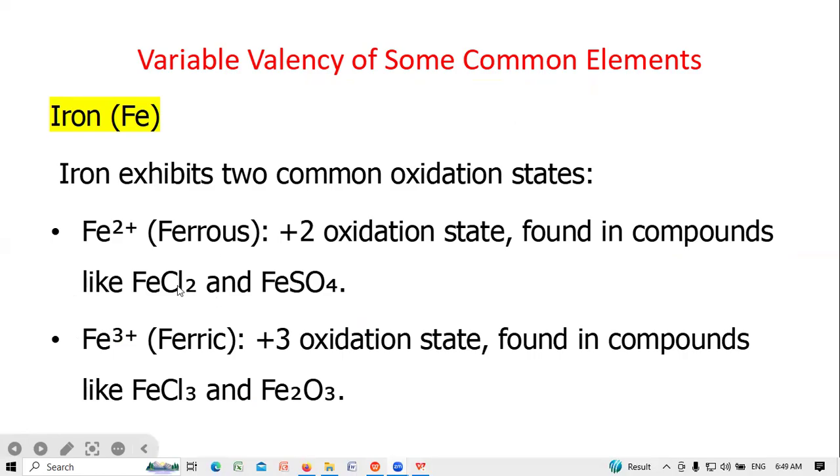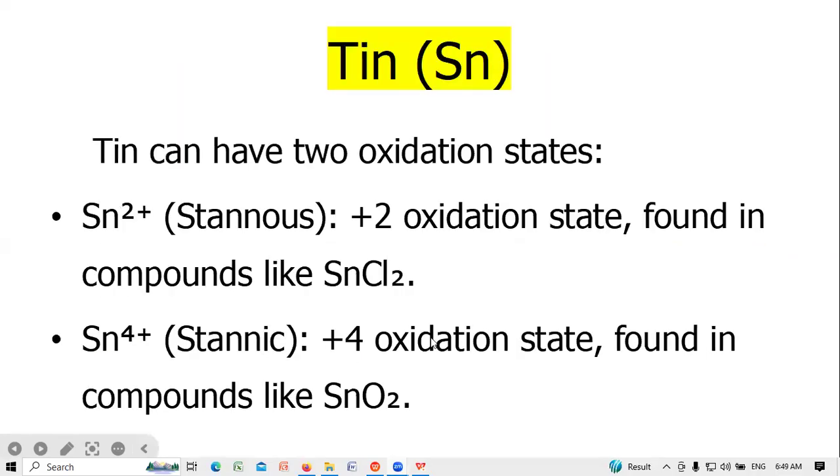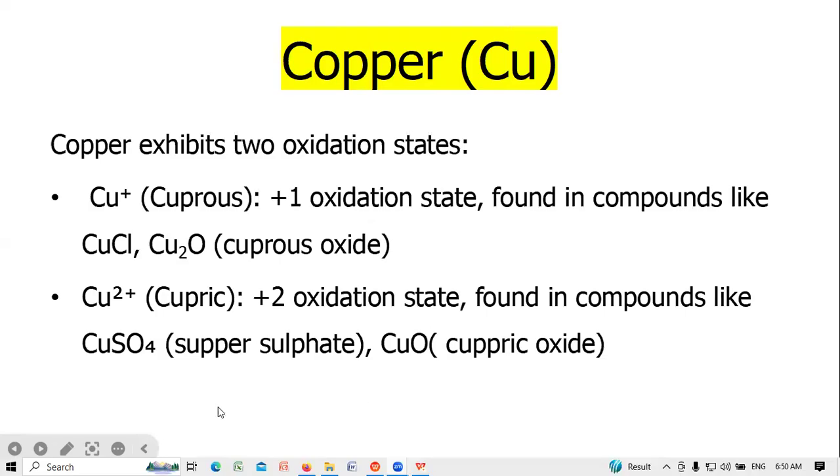For example, iron shows the common oxidation state +2 in ferrous chloride and ferrous sulfate, and +3 in ferric chloride and ferric oxide. Similarly, tin also shows the +2 and +4 oxidation states in stannous chloride and stannic oxide. And also copper, in cuprous oxide and cupric oxide, copper sulfate.